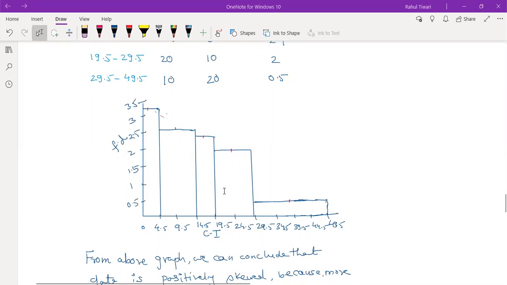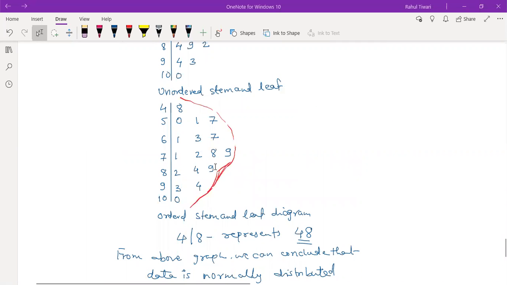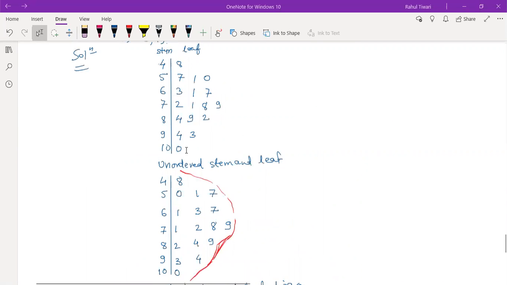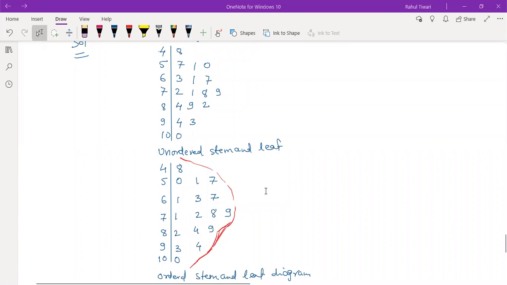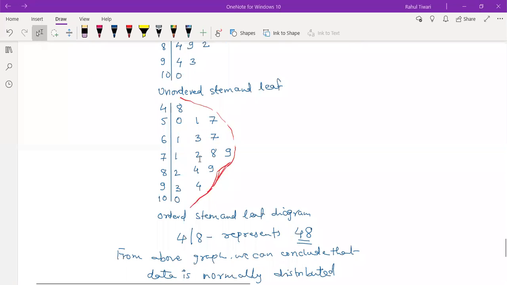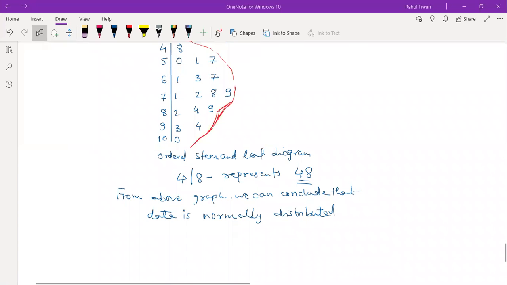You may try out one more example of how this stem and leaf diagram works. Let me know if you have any query in this problem. First of all, this is the way we have to perform. The data is given, decide the stem, decide the leaf, this is called unordered stem and leaf, then write it in order, that is called ordered stem and leaf, then display the note 4|8. What does 4|8 mean? It is 48, it represents 48. And what does the diagram show? It shows whether data will be normally distributed or not.